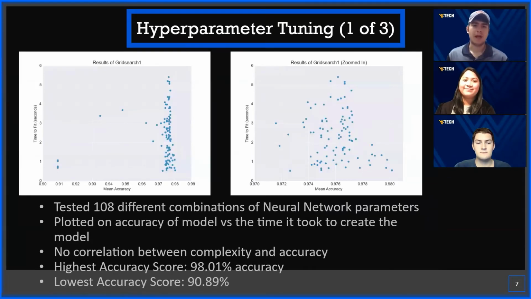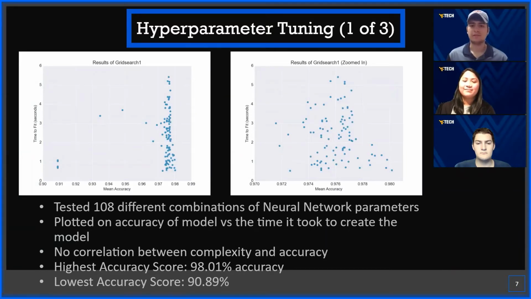We're performing hyperparameter tuning using sklearn's method, grid search. In this first set, I worked on parameters that had to do with the neural network. I tried 108 different combinations, and the best model can be seen in our plot.